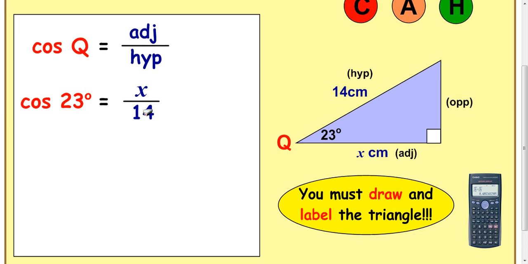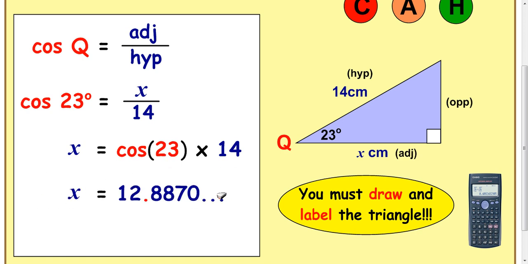You multiply cos 23 by 14 to get x, and make sure you put the cos 23 in brackets, or either put the 14 first, do 14 times cos 23. That comes out to be 12.887 and so on. Round it to 1 or 2 decimal places, or remember, if it asks for a certain rounding, that will be worth a mark in your question.